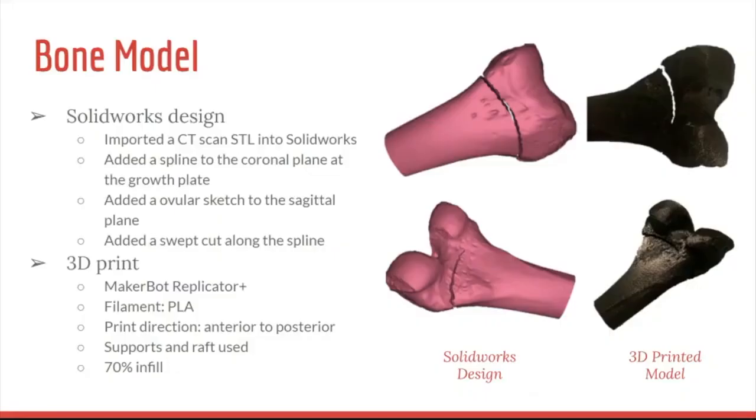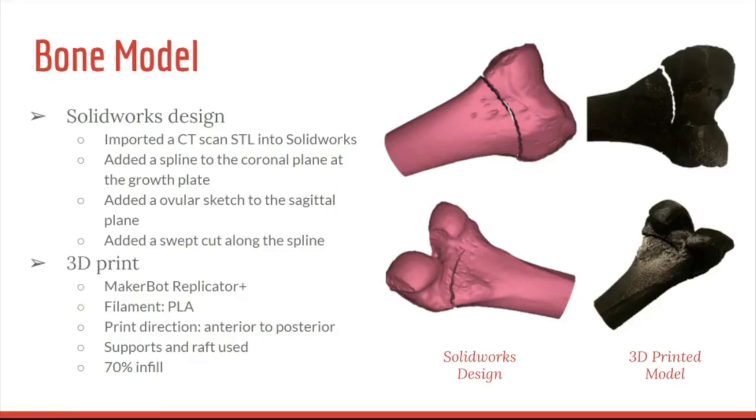To start testing, we began by designing the bone model on SolidWorks. We did this by importing an STL that was made from a CT scan of a femur, and we added fracture type 1, which is a horizontal fracture spanning the entire growth plate. Once this was done, we printed it on a MakerBot Replicator Plus using black PLA filament, printing from the anterior side of the bone to the posterior side with supports and rafts that were removed afterwards.